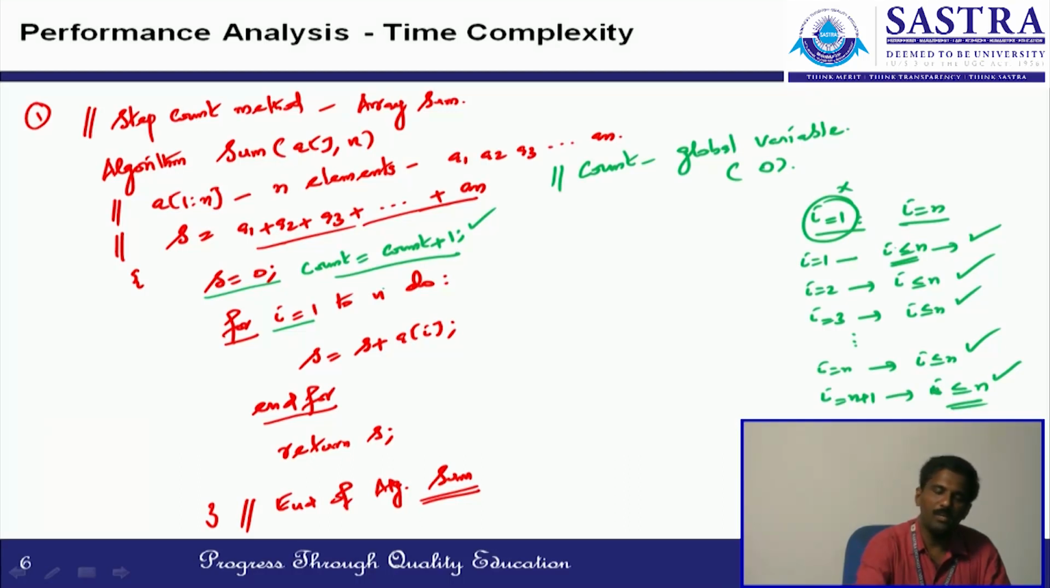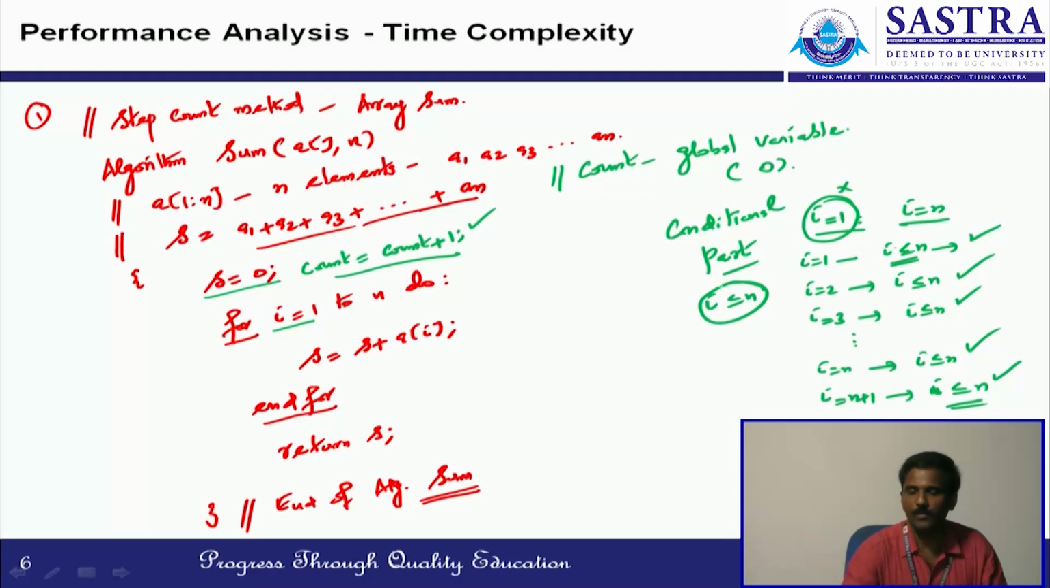So, for I is equal to 1 to n do, the initialization is to be ignored, only the conditional part. What is the conditional part? Checking if I is less than or equal to n. Only to execute this conditional part, we need to increment the count by 1. So, for I is equal to 1 to n do, even if we have a single statement, we need to modify here, introducing the braces, or here the end for.